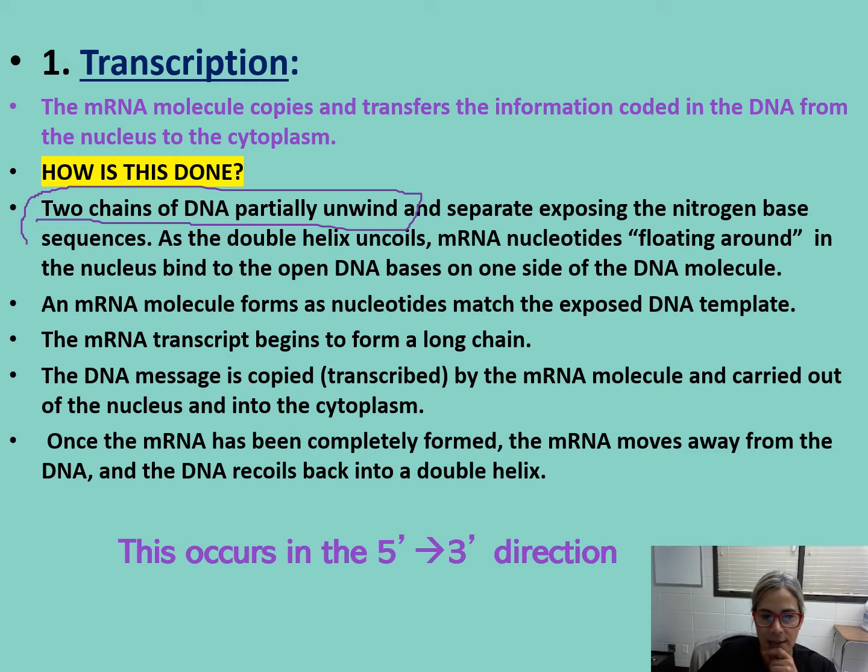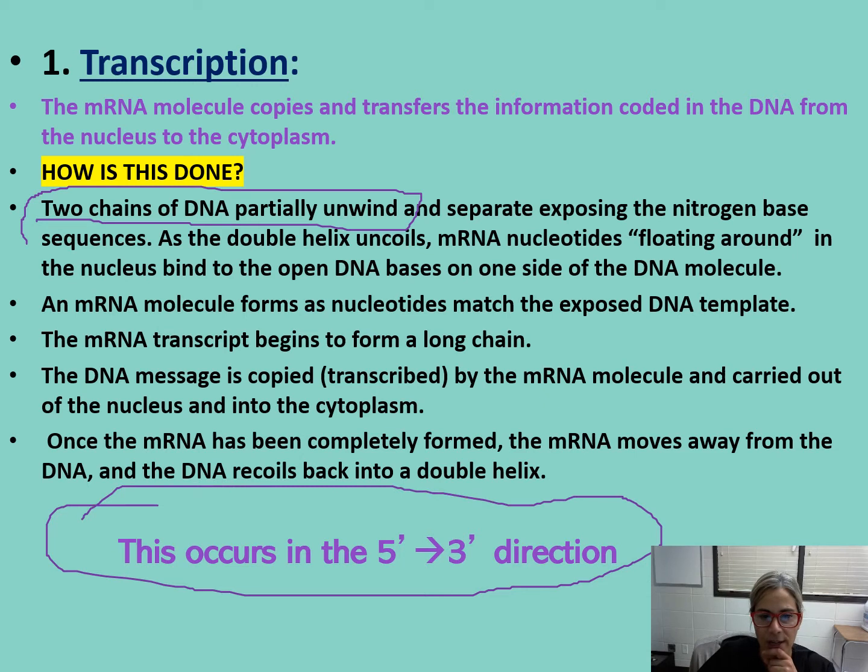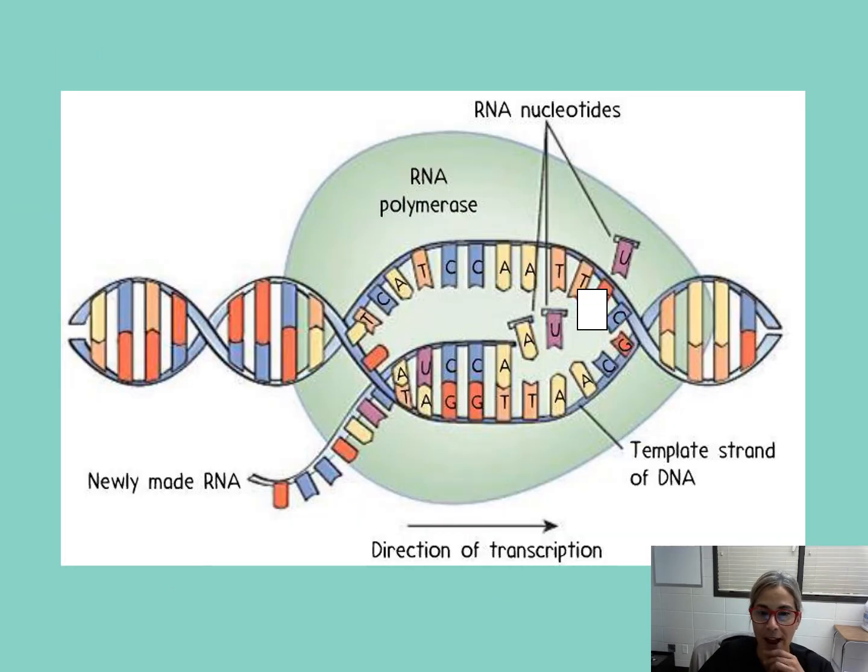Just like in DNA replication, we had DNA polymerase always working in the 5' to 3' direction. RNA polymerase, which is the same type of enzyme, except it works on RNA, works in the 5' to 3' direction as well. So if we take a look at our graphic here, this is essentially the process of transcription.